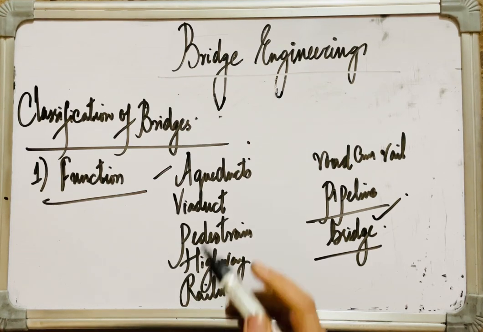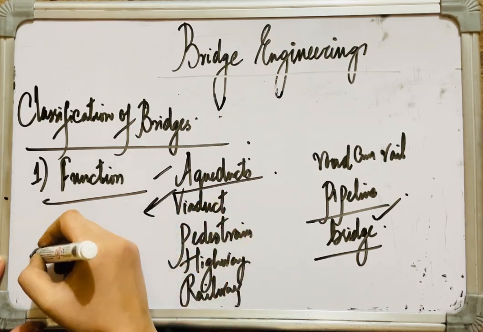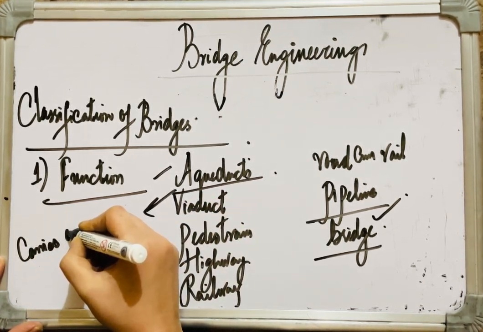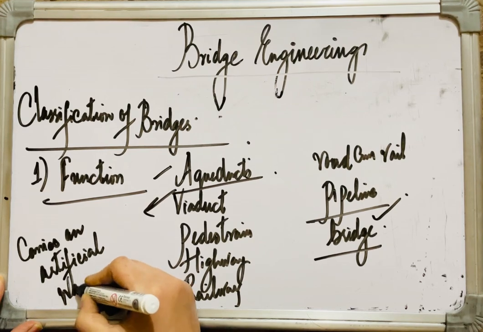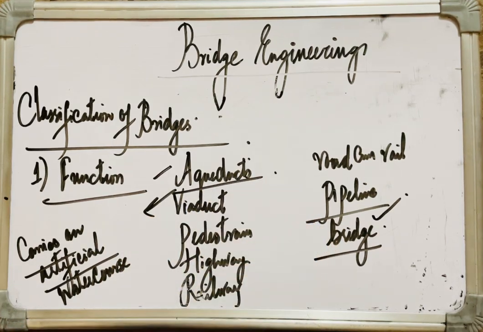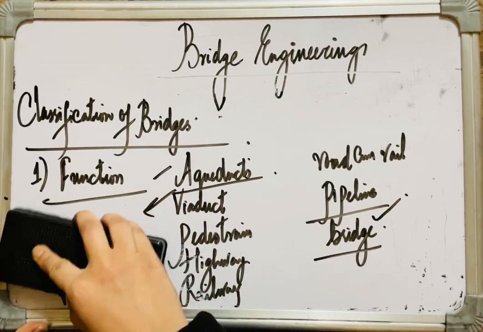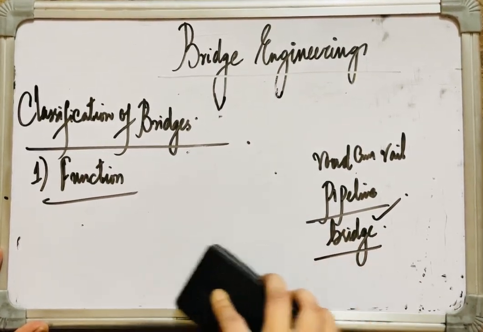All right. Aqueduct is a bridge which carries an artificial watercourse. So that bridge which carries an artificial watercourse is known as an aqueduct. Viaduct is a specific type of bridge that consists of a series of arches, piers or columns supporting a long elevated railway or road, allowing direct passage across a wide valley. Let me draw it first and explain it to you. So aqueduct is that type of bridge which carries an artificial watercourse.